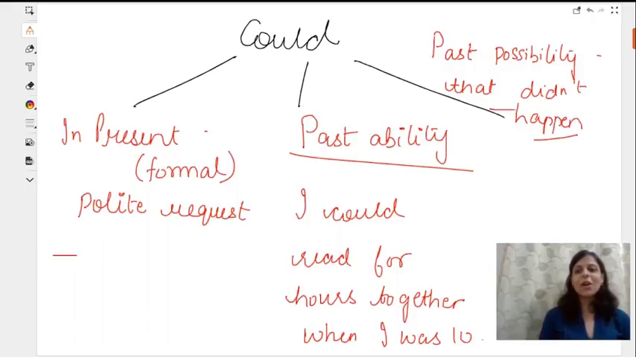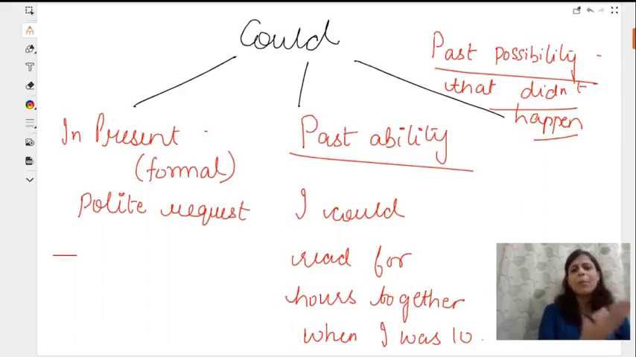Right? So when I talk about this past possibility that didn't actually happen, now time has gone. So let's make a statement out of it. Any idea of this past possibility? There could have been a possibility, but that didn't actually happen. For example, every day you go to the school, right? And your teacher comes up with this sentence: you could have completed your homework yesterday, right? You could have made use of the day yesterday evening, right? You could have done this, right?